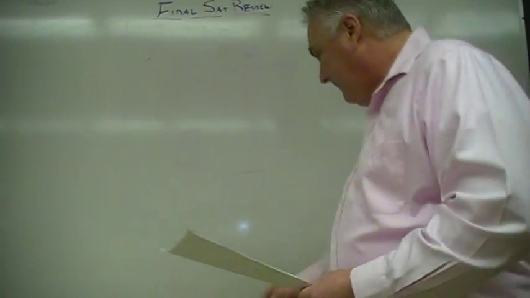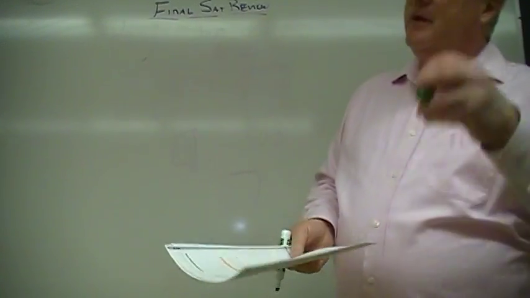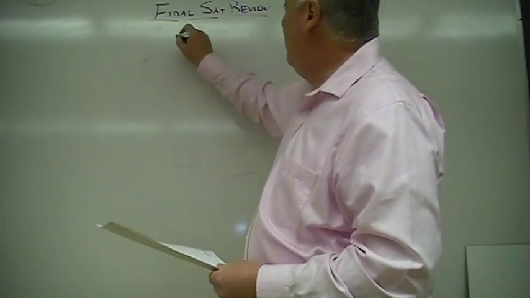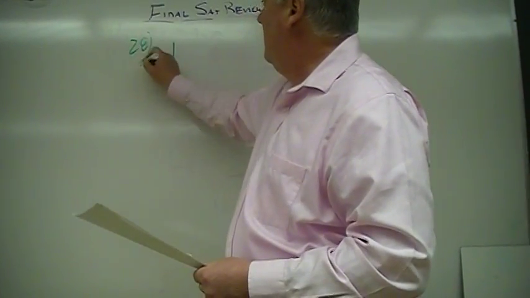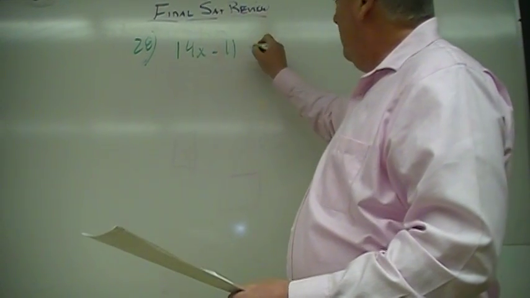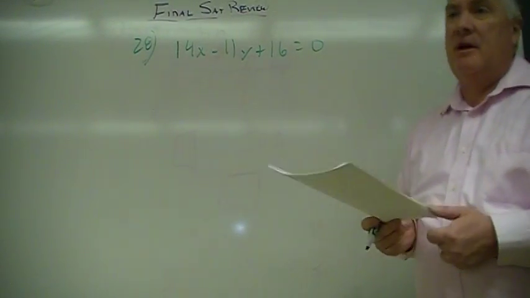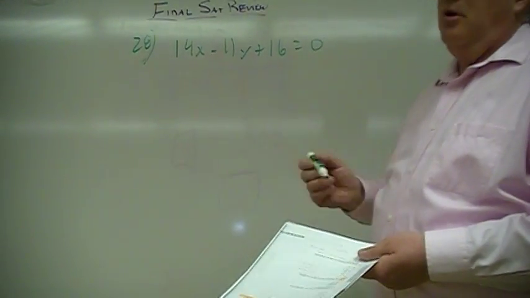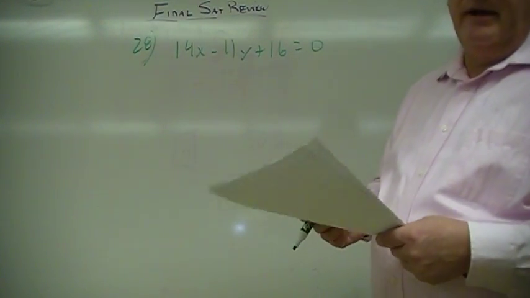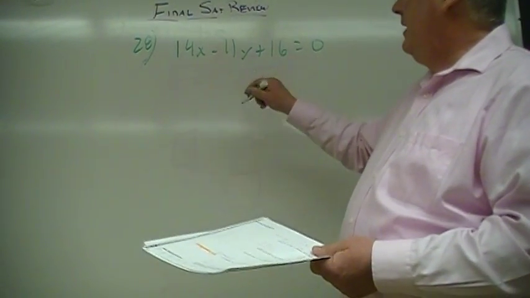28 is slope, and you're guaranteed to get at least 1 or 2 slope questions. We spent a lot of time practicing this a couple weeks ago. We're dealing with slope, and they want you to be able to put it into slope-intercept form, y equals mx plus b. So we want y equaling everything else.